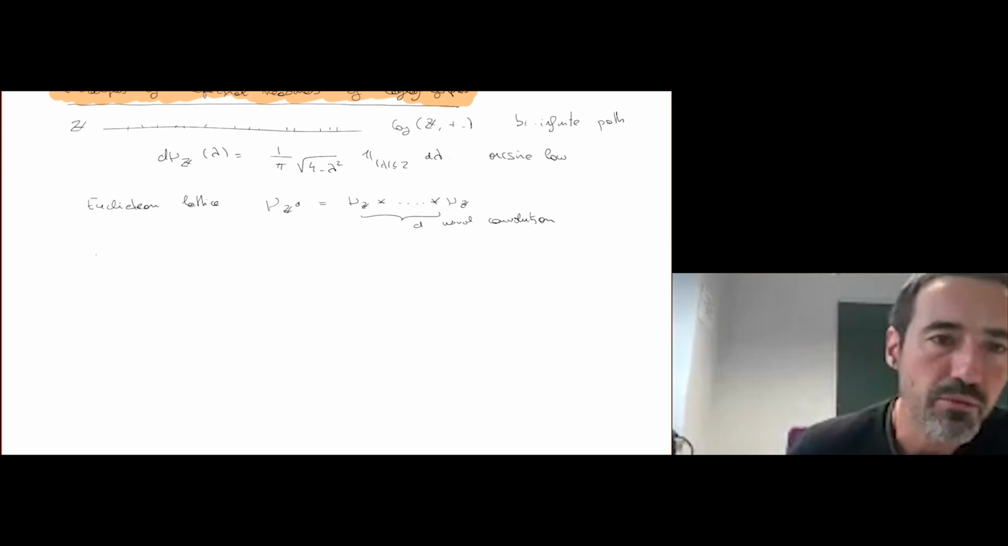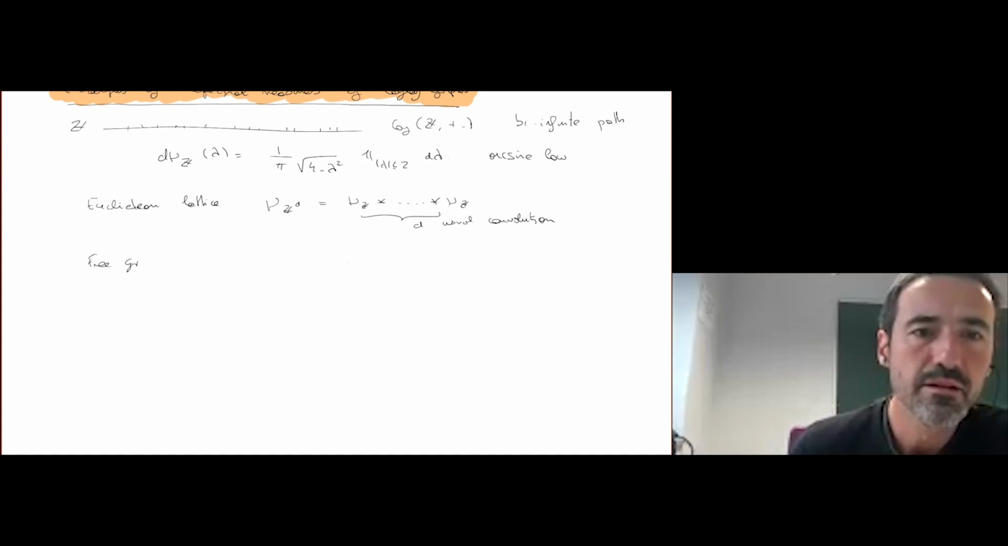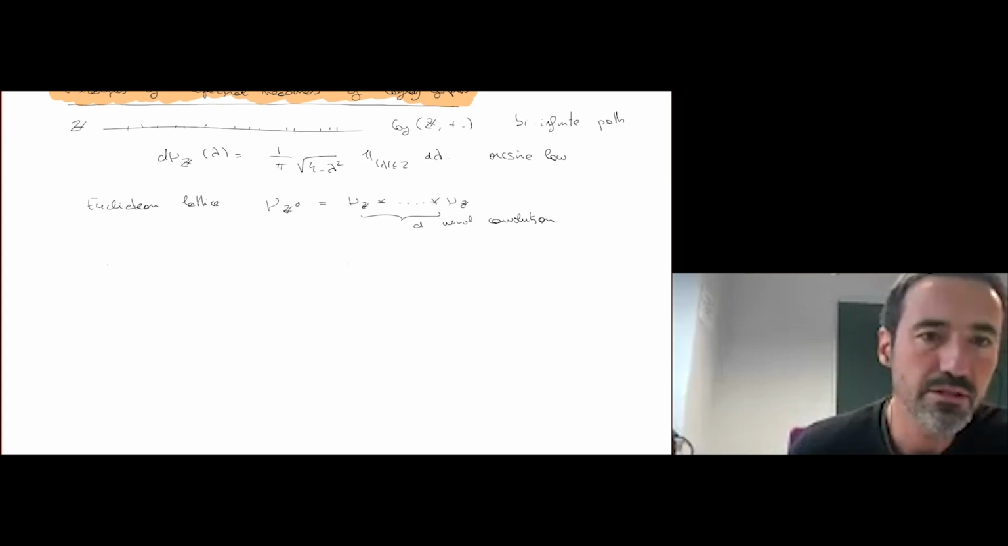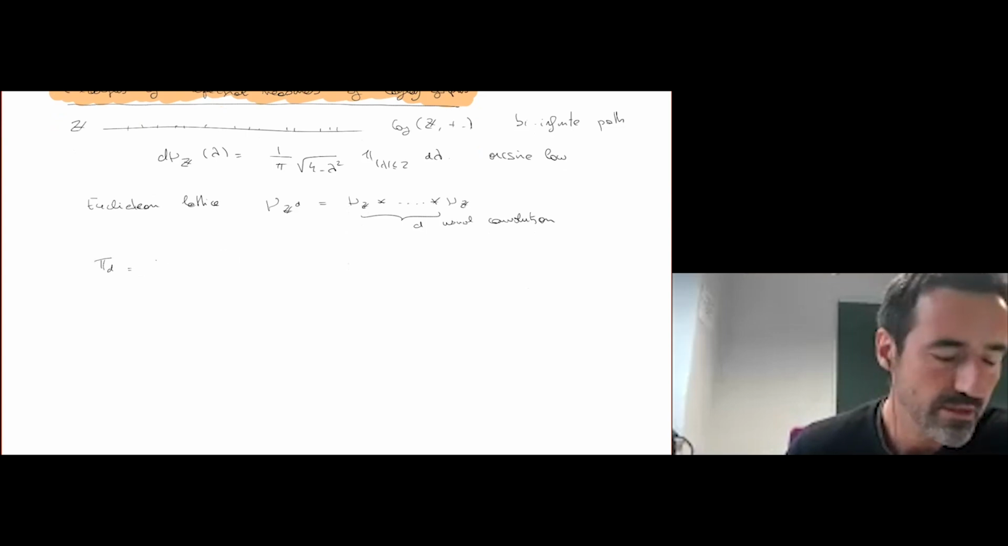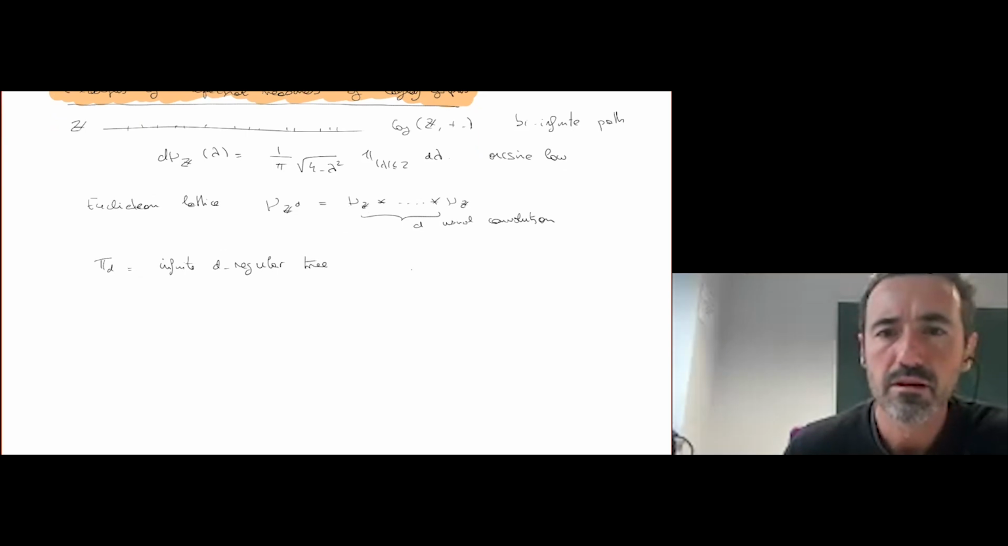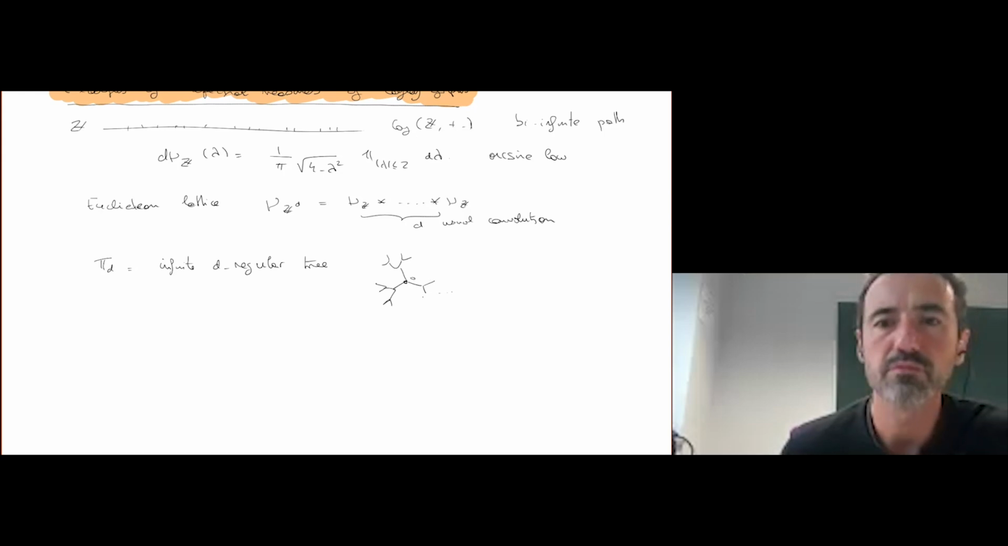There are also some computations for the free group. Let's call T_d the infinite d-regular tree. Here I'm trying to draw d equal to 3. Of course, it continues for a long time.